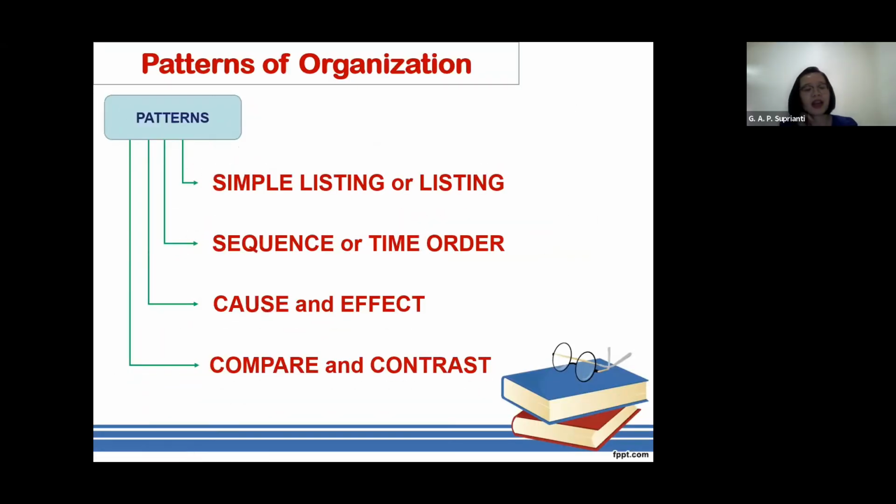Actually, there are 4 types of patterns of organization. Starting from simple listing, or sometimes just called listing. The second one is sequence or time order. The third one is cause and effect. And the last is compare and contrast. We are going to examine these patterns one by one today.